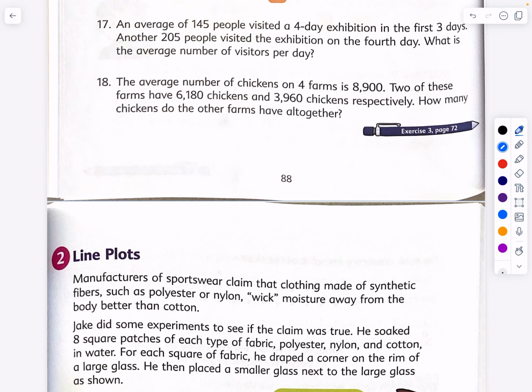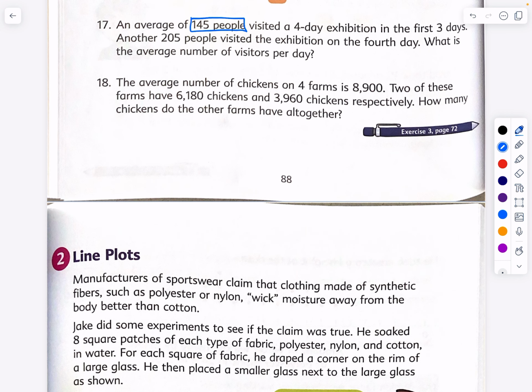So, 145 people visited in 3 days. Another 205 people visited the exhibition on the 4th day. What is the average number of visitors per day? This problem is asking us to find the average on 4 days. Multi-step problem. My friends, in order to find the average, let's always write it down.